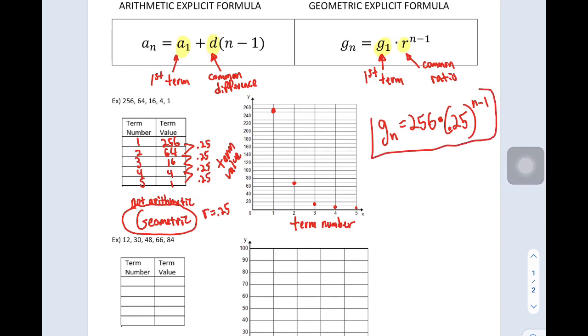And here is a geometric explicit formula that represents this graph, that also represents this table, that also represents this sequence. These 4 things are actually the same thing. They just give you different forms. All the same thing, though.